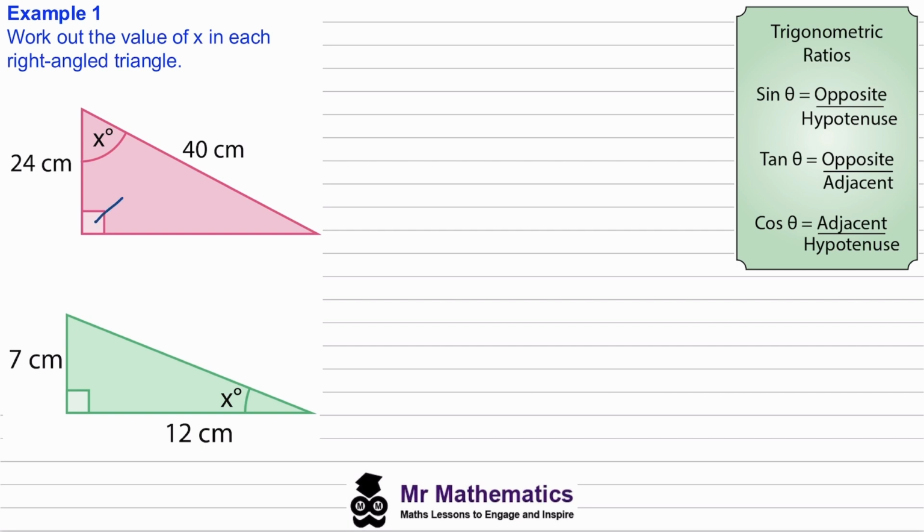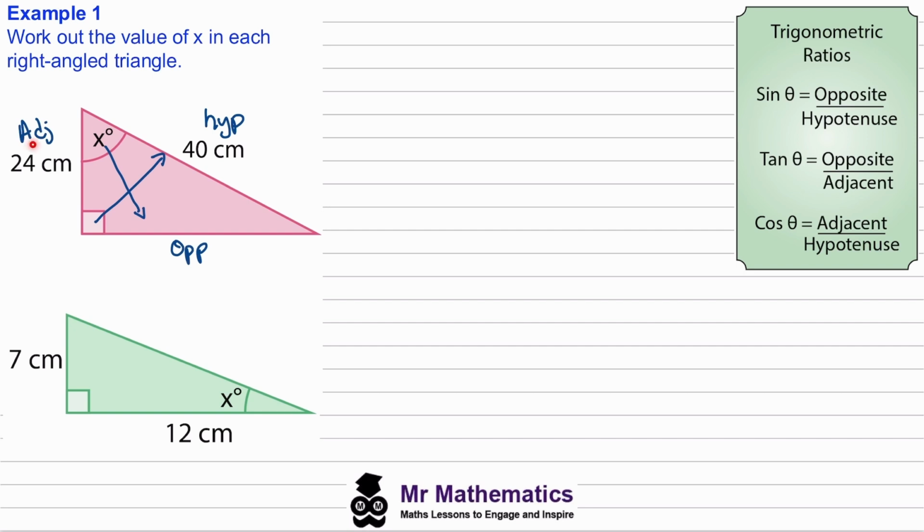The side that is opposite the right angle, we always call the hypotenuse. This is always the longest side. The side which is opposite the known angle, we call the opposite side. And the side which runs along between the known angle and the right angle, we call the adjacent side.